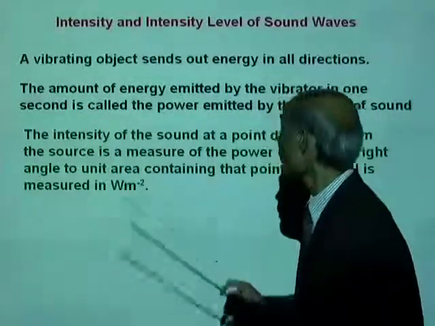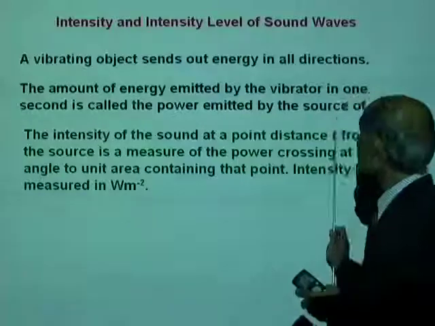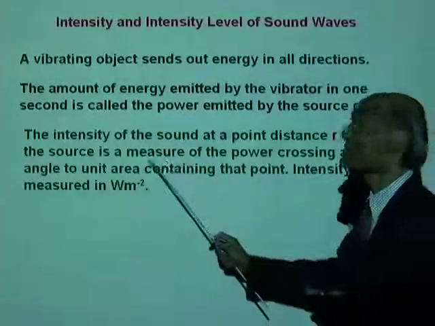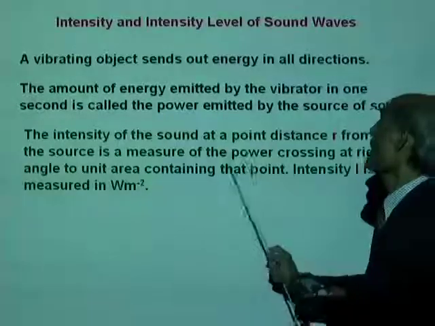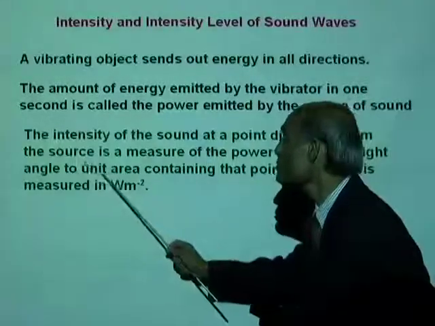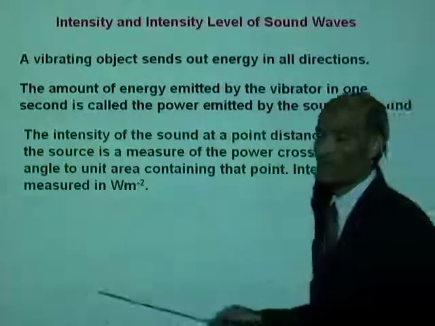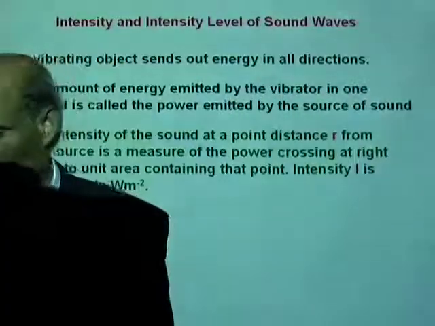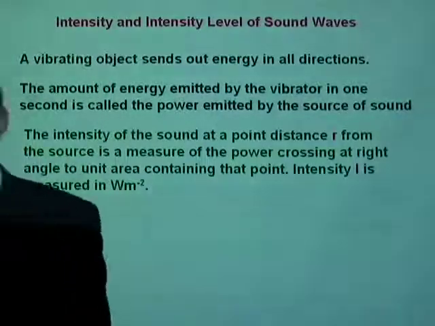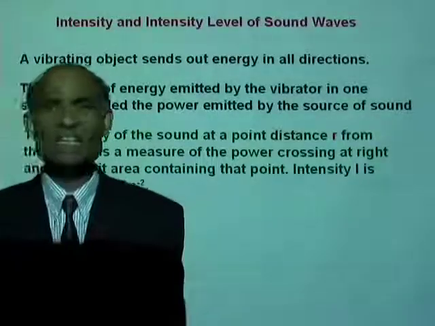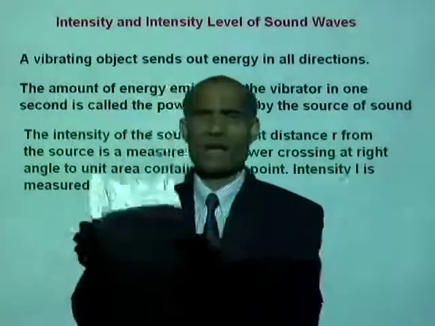The intensity of the sound at a point, a distance r from the source, is a measure of the power crossing at right angles to unit area containing that point. Now what does that mean? Suppose I take a unit area. What is a unit area? A unit area is an area of 1 meter square.